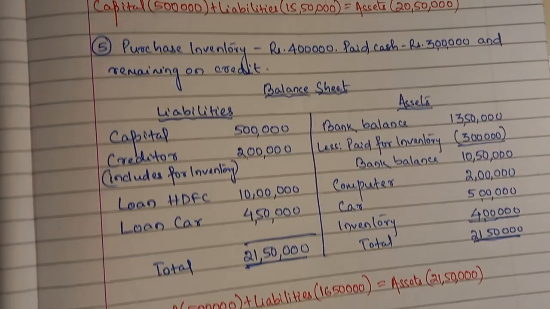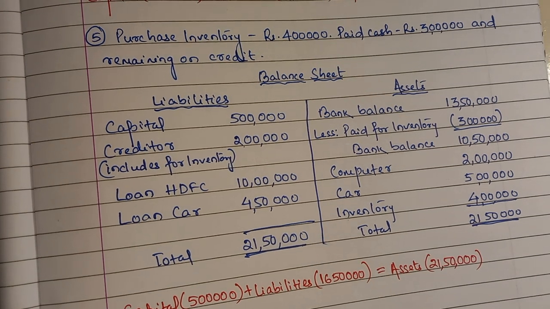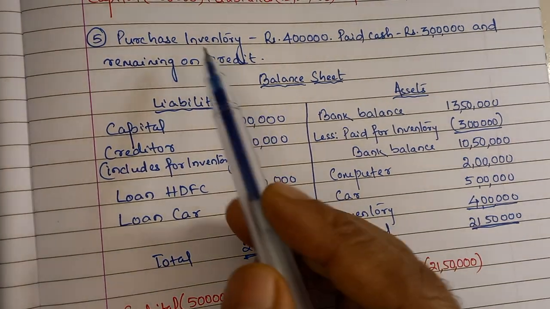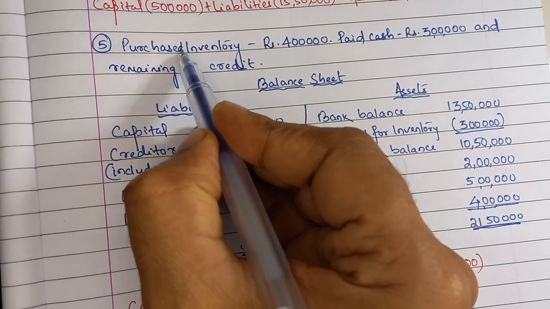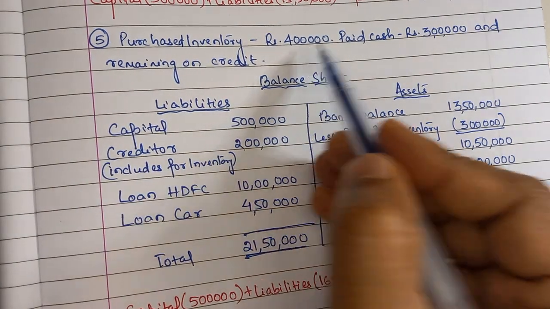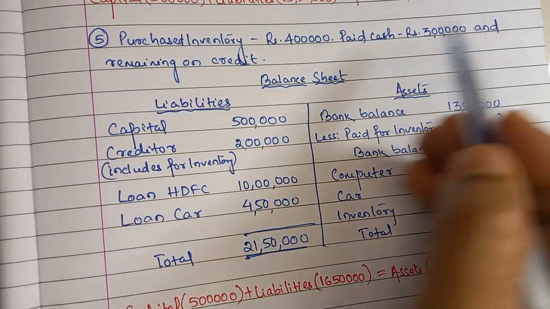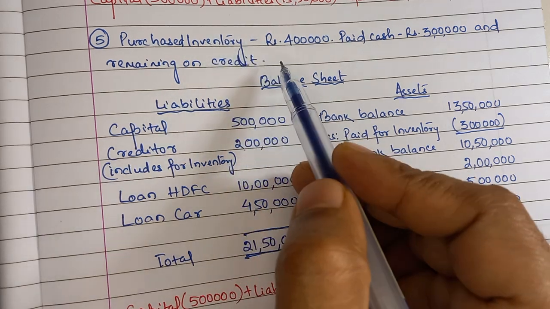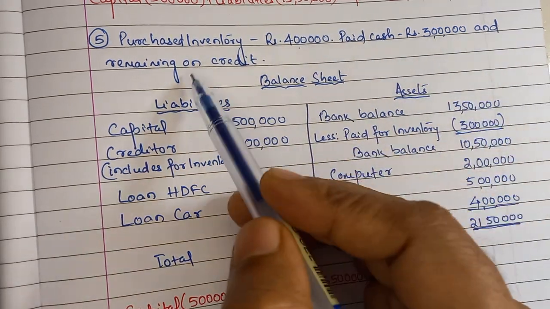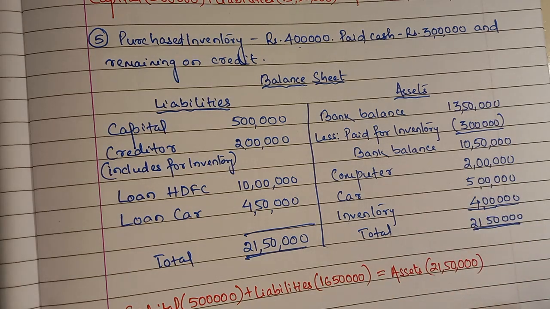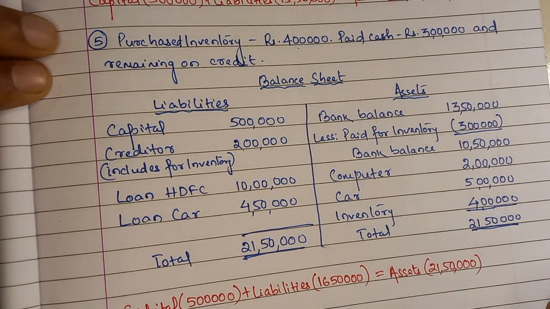Coming to transaction number 5, purchase inventory. Purchased inventory rupees 4 lakh, paid cash 3 lakh, and remaining on credit. So this is a simple transaction. Purchase inventory 4 lakh rupees, paid 3 lakh, and remaining on credit. Remaining on credit means you have to create a creditor of rupees 1 lakh.